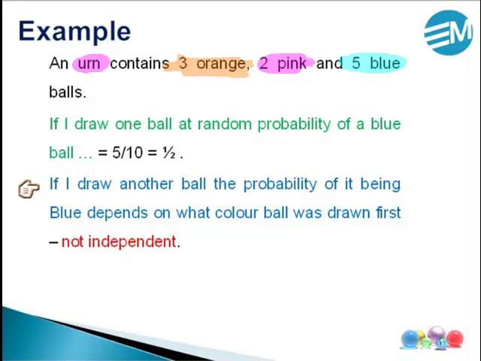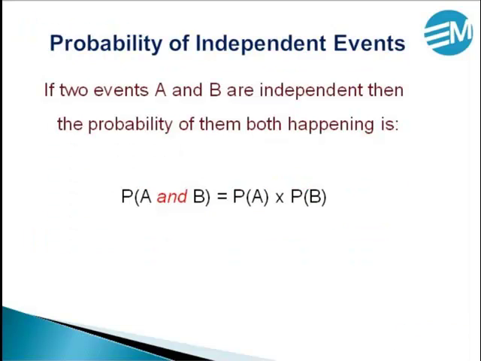Now you draw another ball. It is not independent because you have not replaced it. If you had replaced the first ball, then it would be independent. But here you have not replaced it. That's why it is not independent. It is dependent.